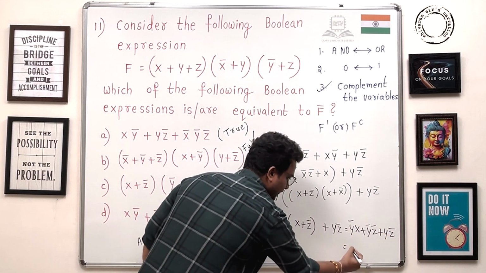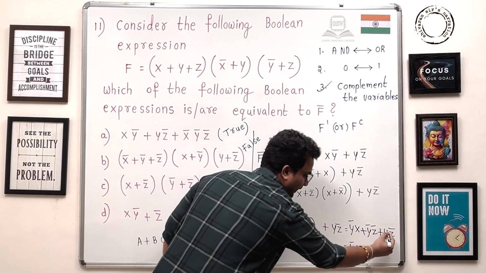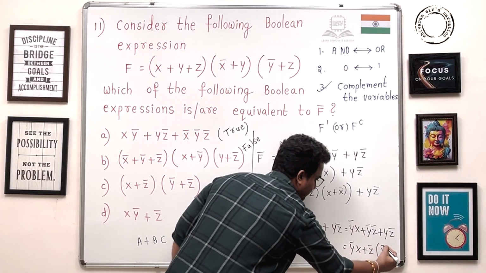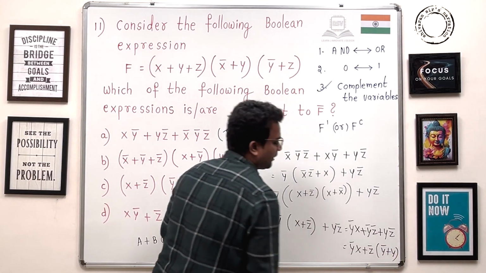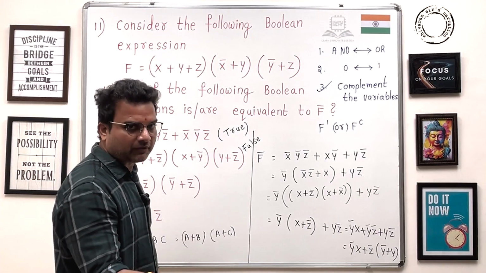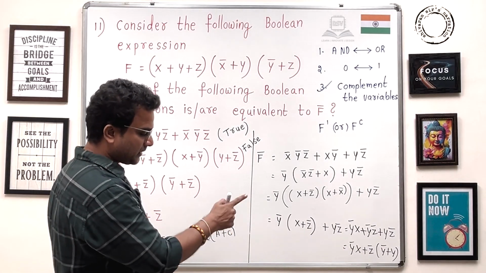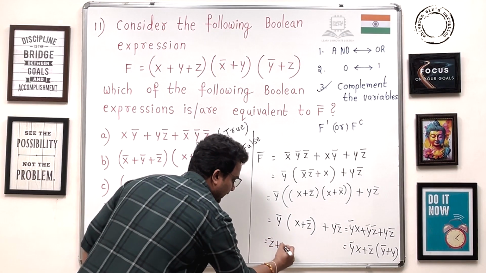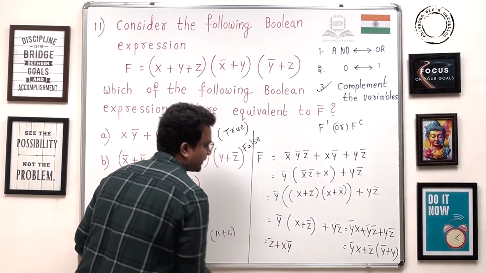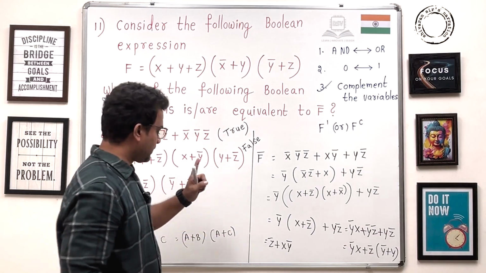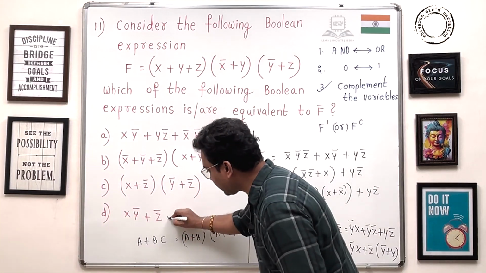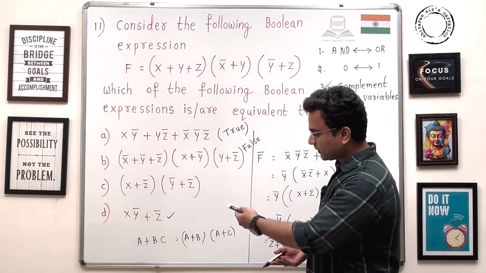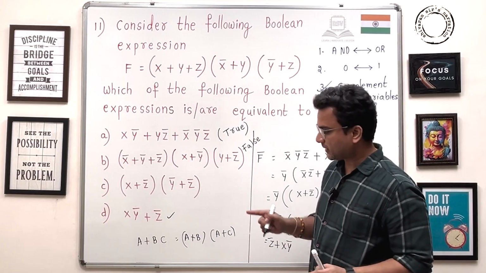Here you can take z bar as common, then it is y bar plus y. Y bar plus y becomes 1, then it is z bar plus x y bar. This is the minimized expression. Now it is in option D. Hence x y bar plus z bar is also the right answer, isn't it?